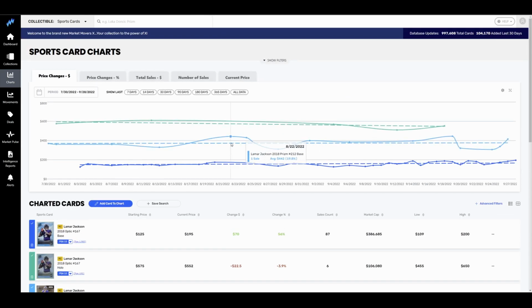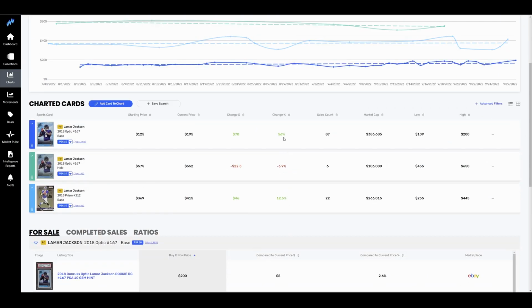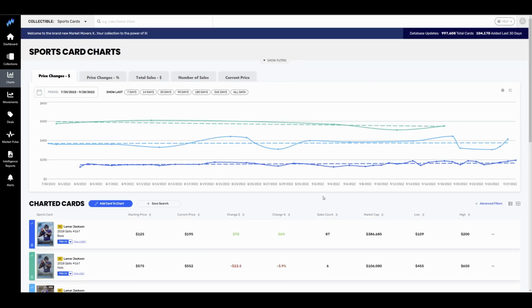But what do we have? Definitely a little uptick. You can see he was basically flat throughout the whole entire summer. His optic base overall is up 56%. Optic holo is in the red. We'll talk about that in a second. Prism base is up 12.5%. You can see the Prism base dipped a little bit, and then now it's starting to come back up again. Same thing with his Optic base.